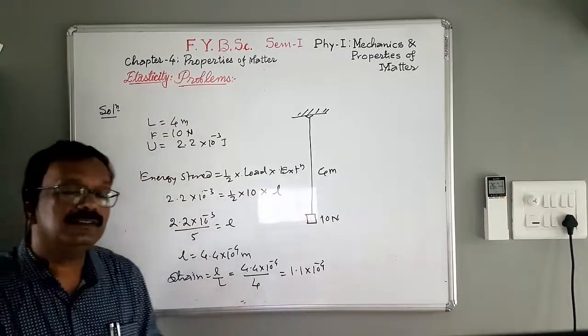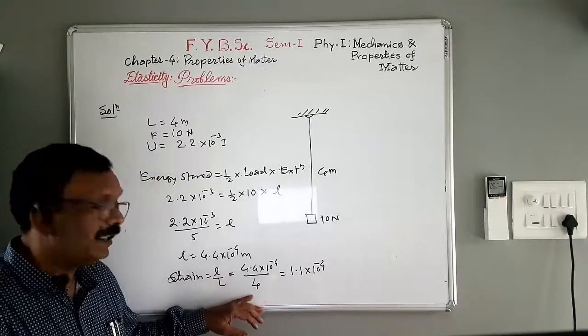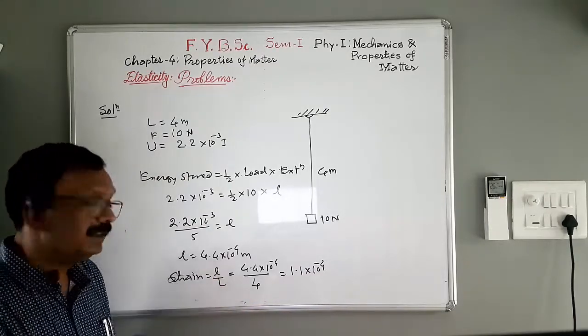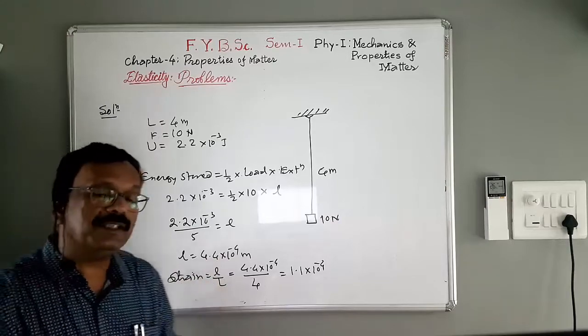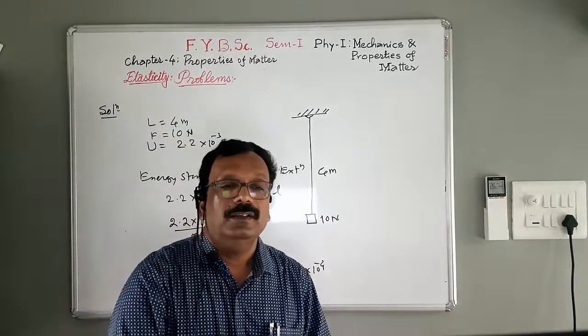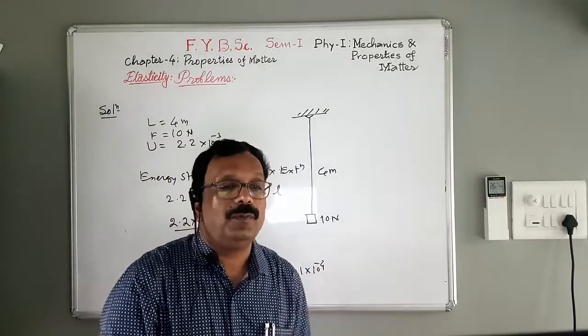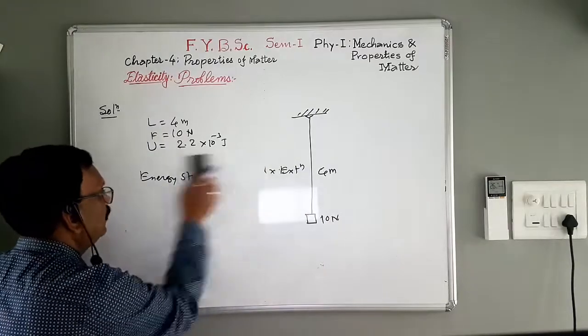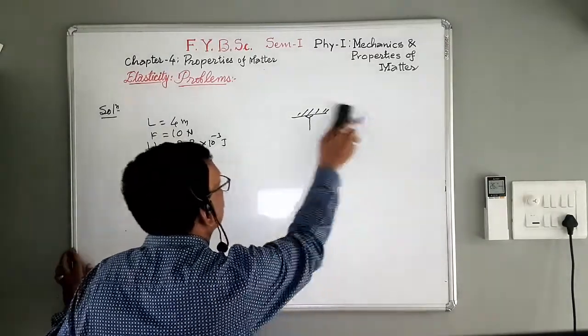What is the unit of strain? Strain is a unitless quantity because the change in length and the original length are measured in the same unit. Now, one more problem. See, one more problem.